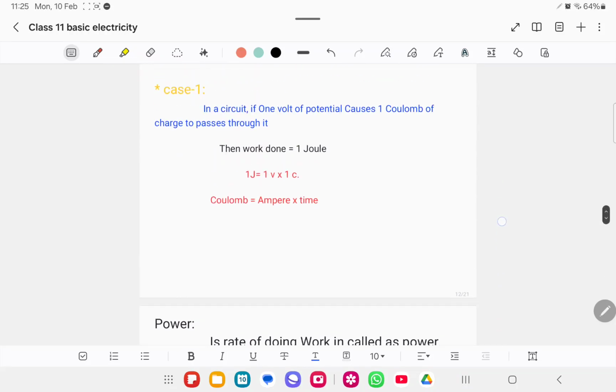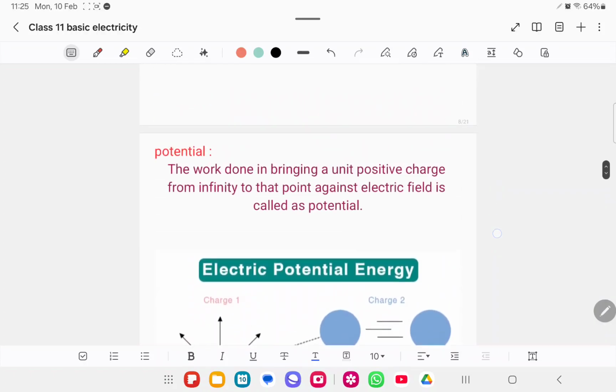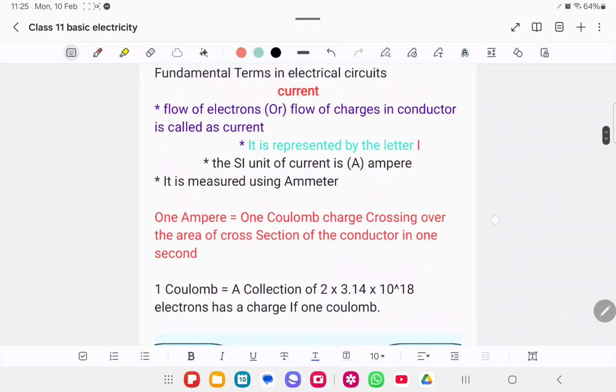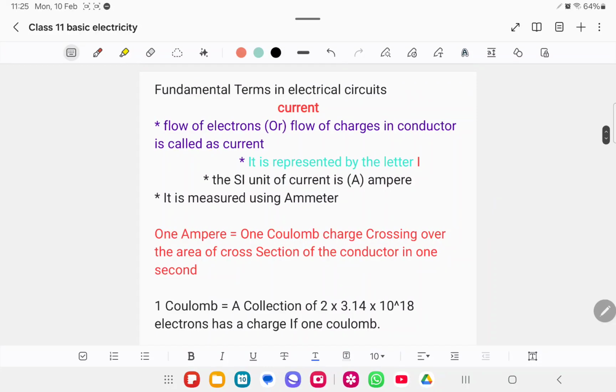So what are the things, sir? First, we already know what is current. We should know what is current. Current is nothing but the flow of charges in a cross-section area of a conductor. In a conductor I have n number of electrons, and the extent to which charges move in it is what we call current. It is represented by the letter I.